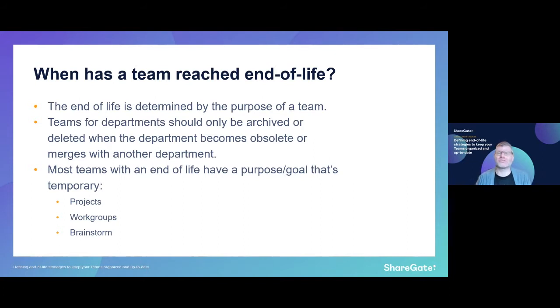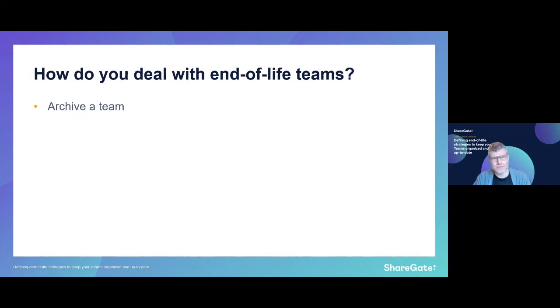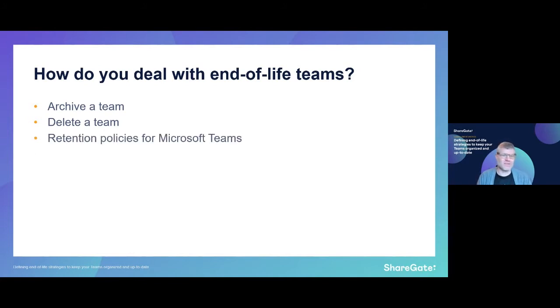Work groups and brainstorms are all teams with a short-term purpose, so you will have to think about how you are going to deal with the end-of-life aspect of teams with that purpose. It's a nice flow. How do you deal with that? You can archive a team, or you can delete a team, or you can work with retention policies from Microsoft Teams. And of course, you can also use ShareGate Apricot, and that's something Larry will discuss as well.